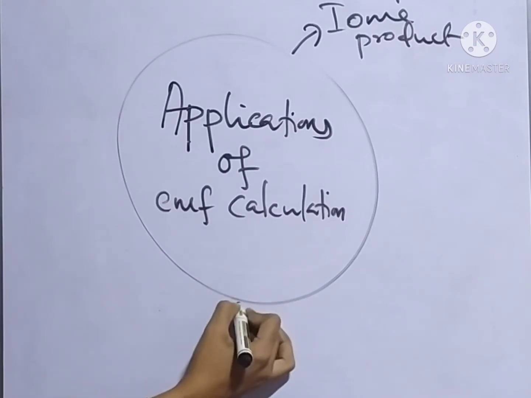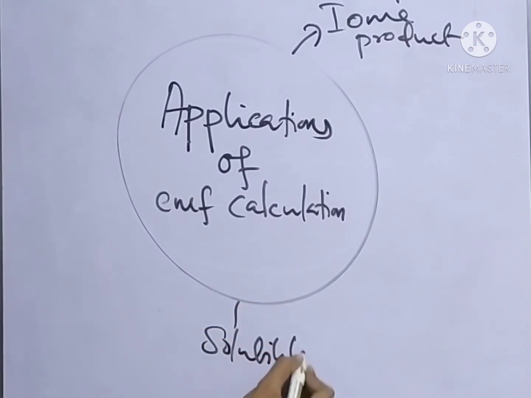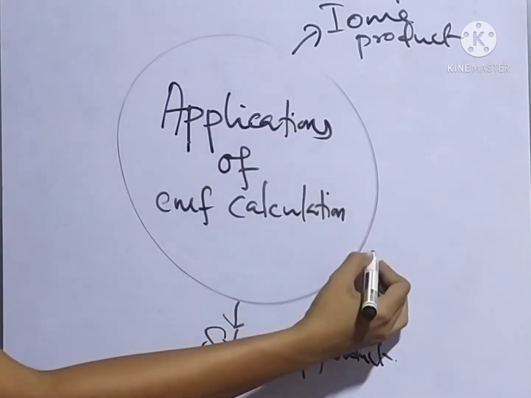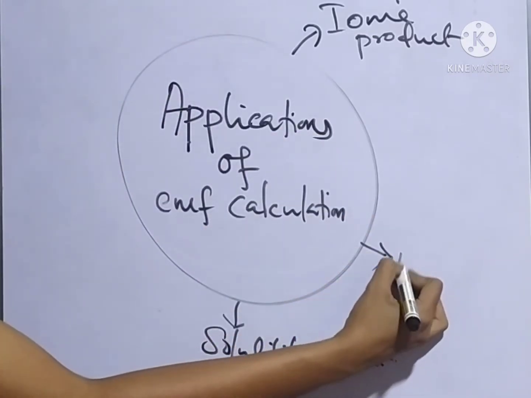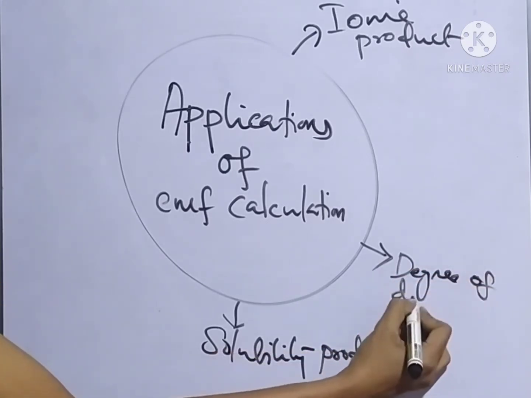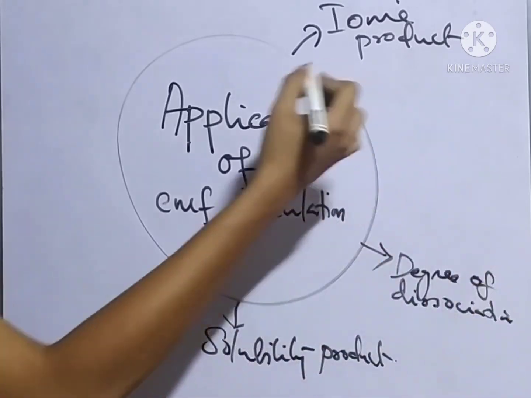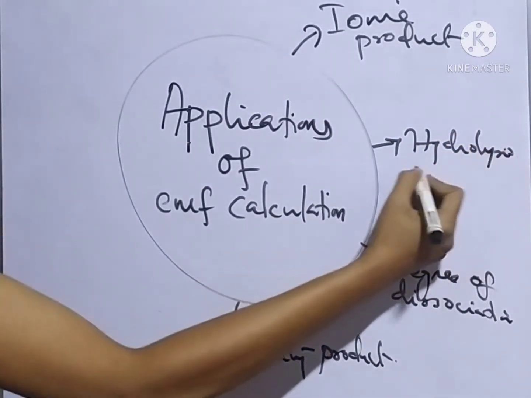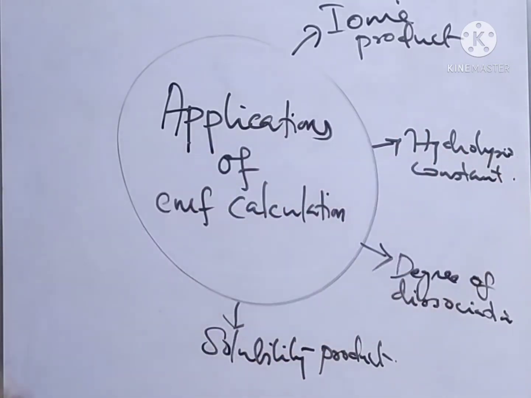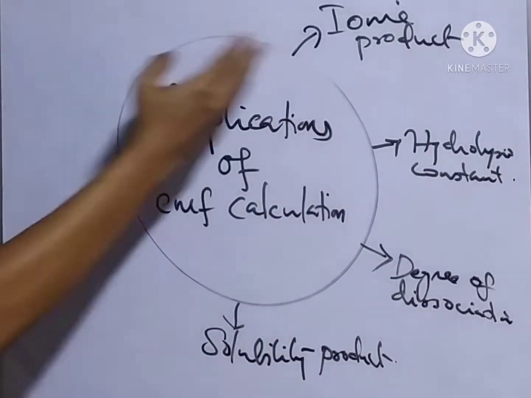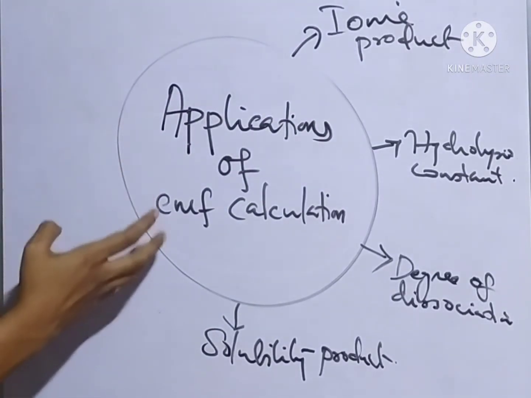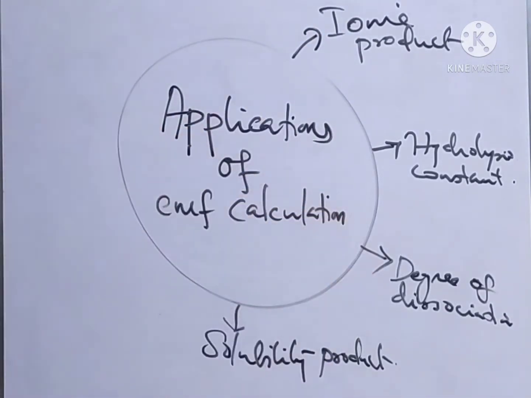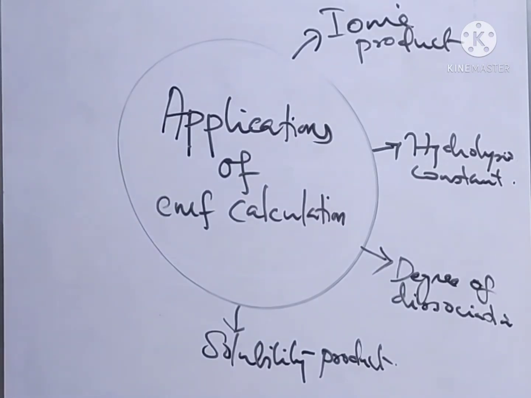solubility product, and we can find out the degree of dissociation, and we can find out the hydrolysis constant, etc. So this video goes into the details of this, that is, how can we use the calculated EMF value to find out ionic product, solubility product, hydrolysis constant, or how can we find out the degree of dissociation from EMF value, etc. So let's go to the details.